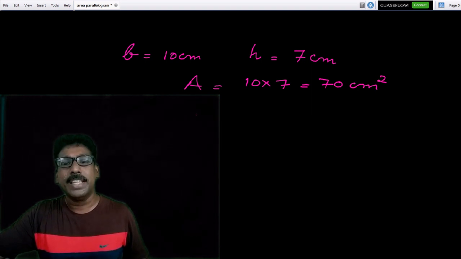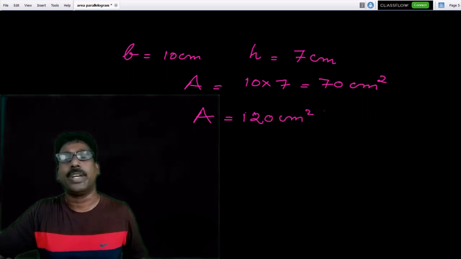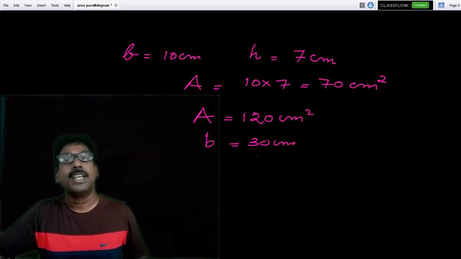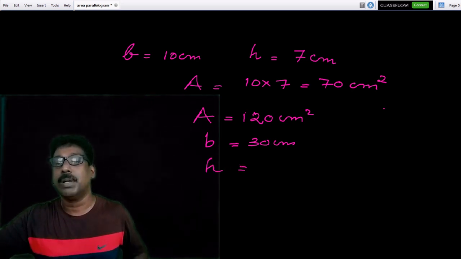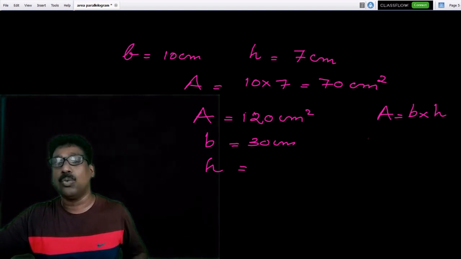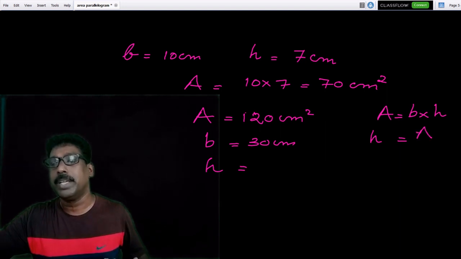Now if area is given, suppose area is equal to 120 centimeter square, and the base is 30 centimeter, can you find out what is the height? Yes, it is very simple. You know, area is equal to base into height. Now, if you want to find the height, you have to transpose the base to the other side. So, it will be area divided by base.